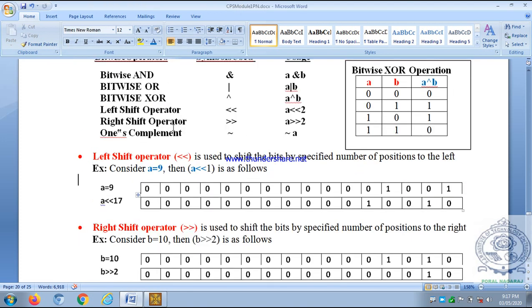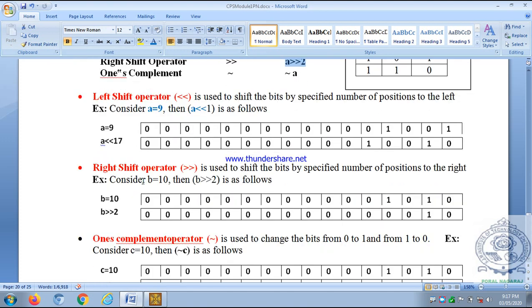So in the same way, the right shift operator. What is the right shift operator? Instead of moving to the left side, you have to move to the right side. Say for example, A right shift by 2 positions. Here, consider B is equal to 10. B value is taken as 10.